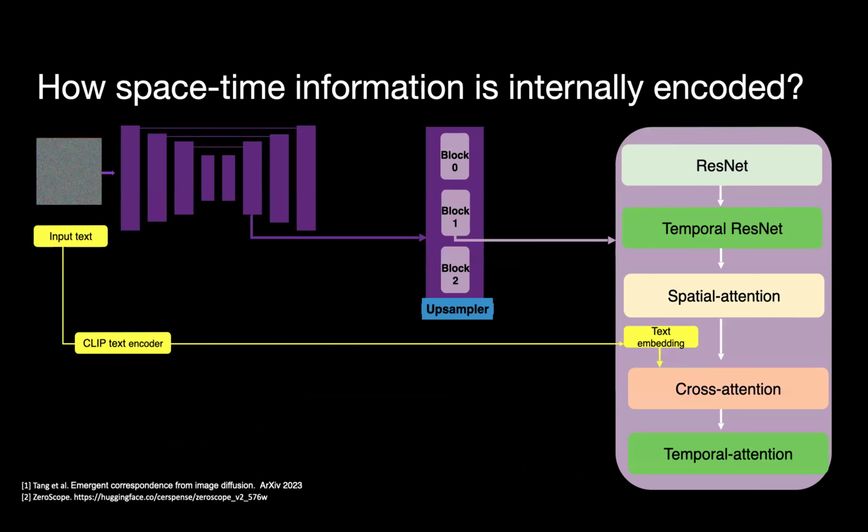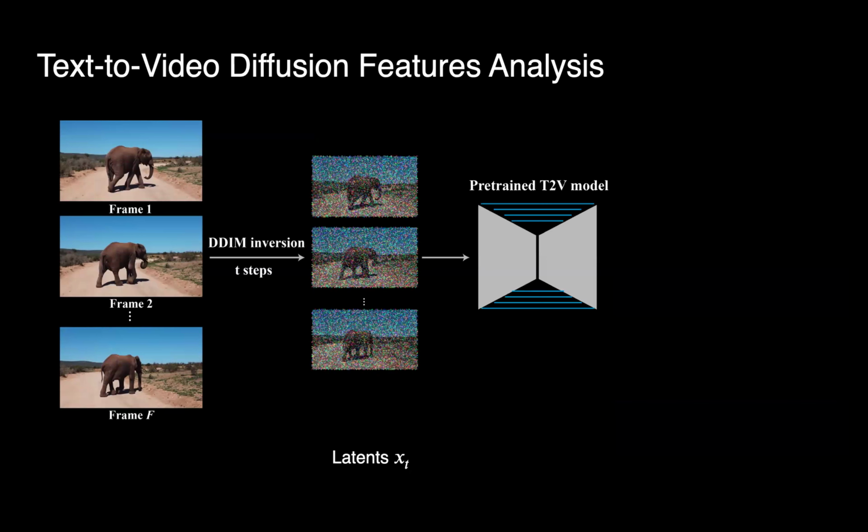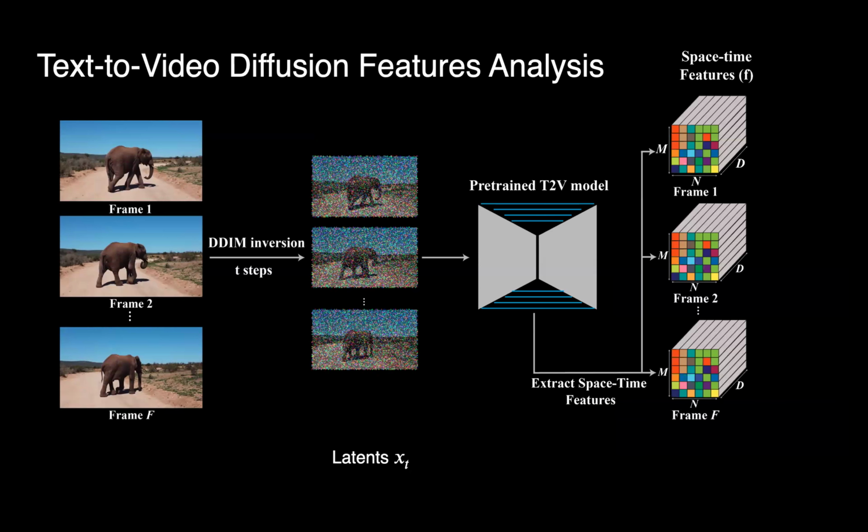Okay, so following token flow, we took a similar approach of diving inside the text-to-video model and trying to understand how space-time information is internally encoded inside the model. So again, we can take a video and use DDIM inversion to invert it inside the pre-trained text-to-video model. In this case, the extracted features are F by M by N by D dimensions. So F is the number of frames, M and N are the spatial dimensions, and we have D dimensions. So each frame is being represented by an M by N by D tensor, okay?